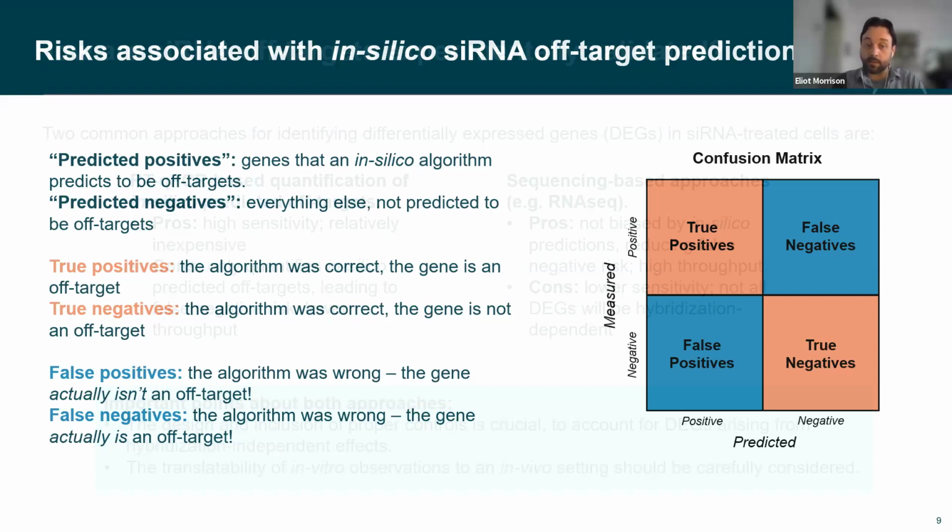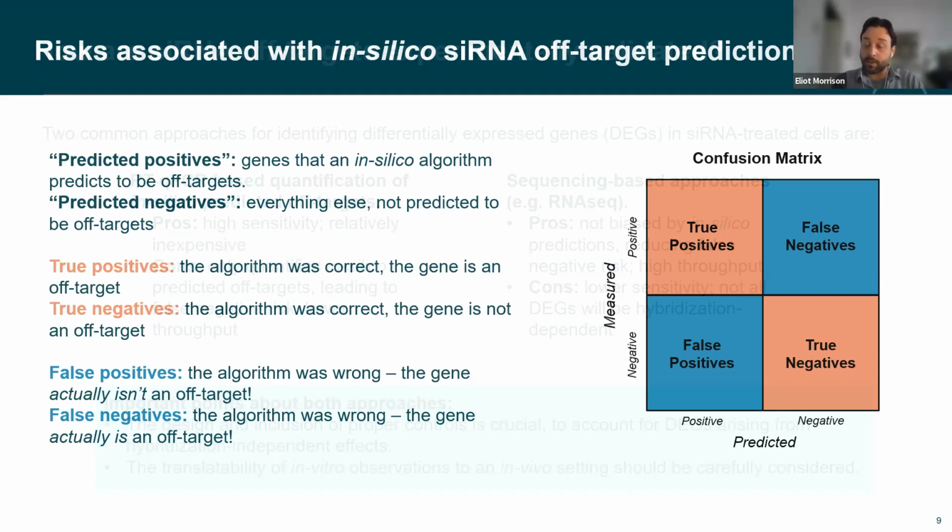But equally important, you have to look at where the algorithm got things wrong. And this would be the false positives and false negatives. And both of these classes have their own risks associated with them. If your false positive rate is too high, your algorithm might be a little too trigger happy and predict that every siRNA is going to have many, many off targets, when in reality, if you had actually done the experiment, you may have found they're actually very clean.